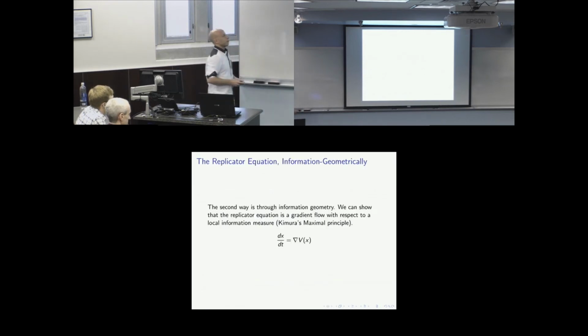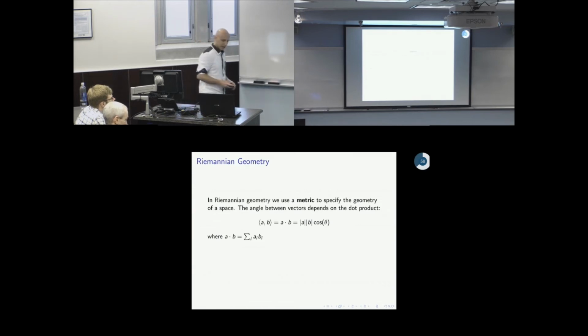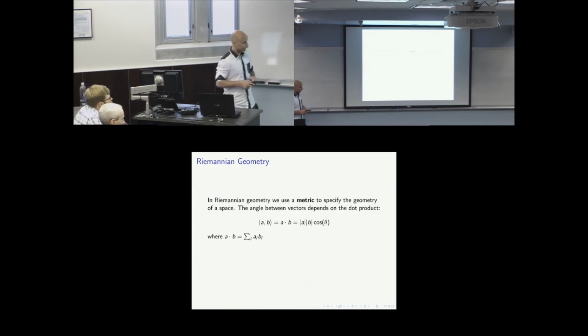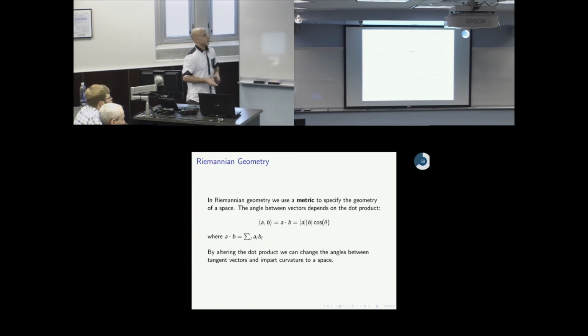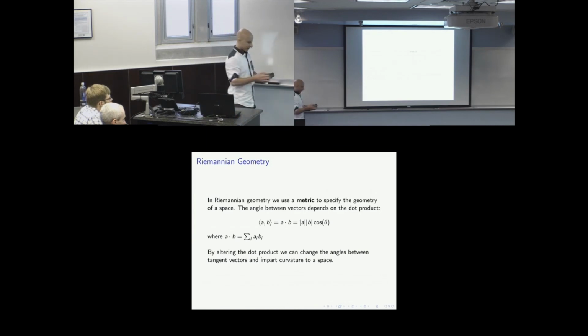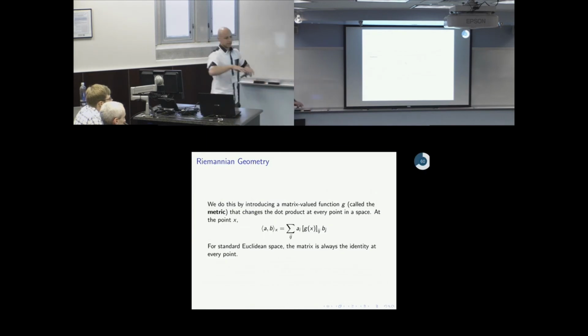So that's sort of one way to view the replicator equation information theoretically. There's another interesting way to look at it using something called information geometry. And the idea is we want to express the replicator equation as a gradient of some potential. And this is sort of known as Kimura's maximal principle. Since most of you probably aren't familiar with Riemannian geometry, the idea is we can change the geometry of a space by changing the dot product of vectors on that space. So normally if we have 2 vectors, we can use that to calculate the angle between them.